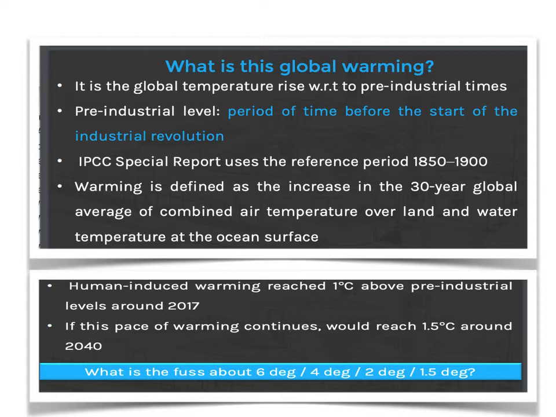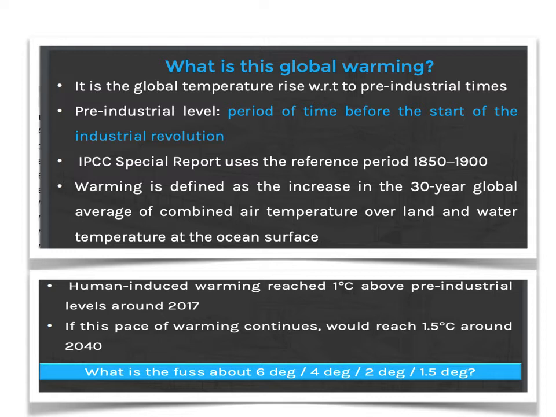Warming is defined as the increase in the 30-year global average of combined air temperature over land and water temperature at the ocean surface. So this is the average for the last 30 years, like a moving average. So 30 years is calculated. Then as the next year comes, one year goes off from the bottom and one year is added on top. So this is the 30-year moving average calculated, using the average temperature on land and water surface temperature. That is the average temperature considered for the planet. So there is an increase in global warming.